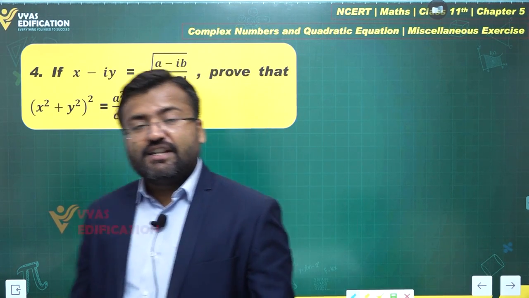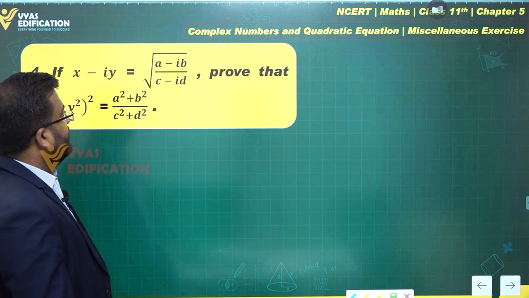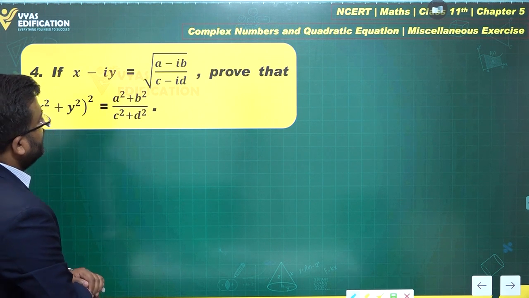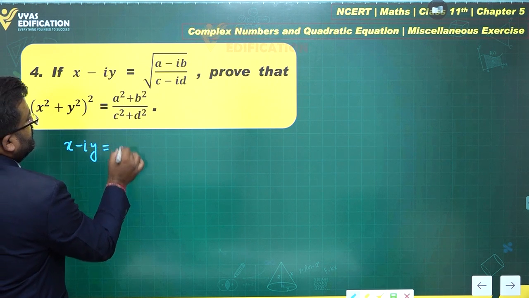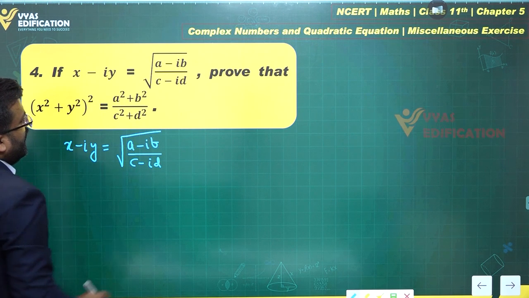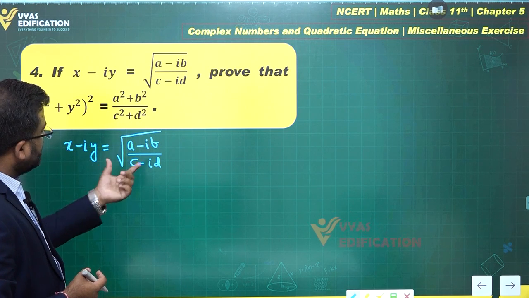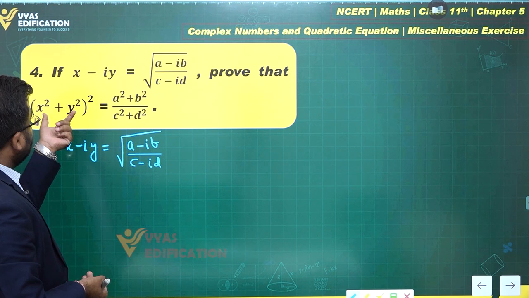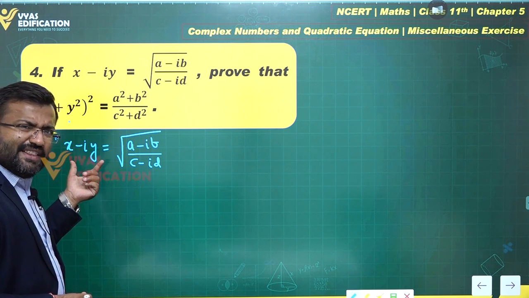One is the smarter way. Let's do it with the smarter way first. Another is a longer way. Probably you would have seen that somewhere maybe, but let's do it with a smarter way first. What I'll do is, we're given that x minus iy is equal to the square root of (a minus ib) over (c minus id). Now what I observe over here is, this is a square plus b square, this is c square plus d square. It has got something to do with this numerator and this denominator over here, right? And (x square plus y square) whole square is also present.